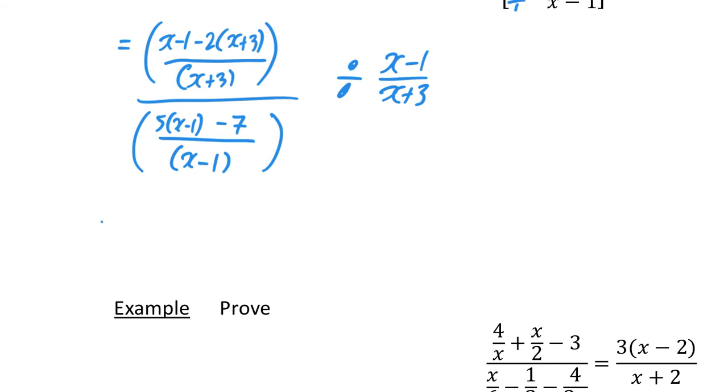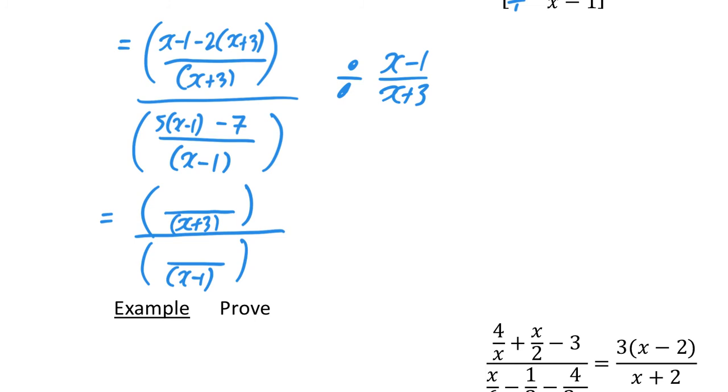If we tidy that up, what you're going to get is your top line is going to be x minus 2x. Sorry, I'll tidy this up first. I'll put my x plus 3 here, and my bottom line, I had my x minus 1. And also, that was a dividing fraction, so I'm going to flip it. So it's x plus 3 over x minus 1.